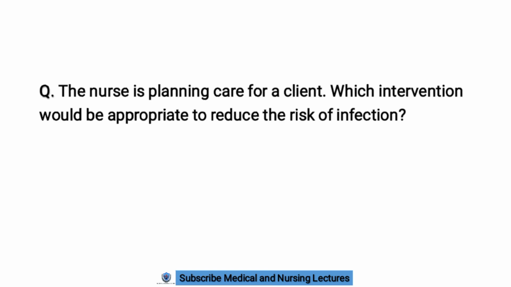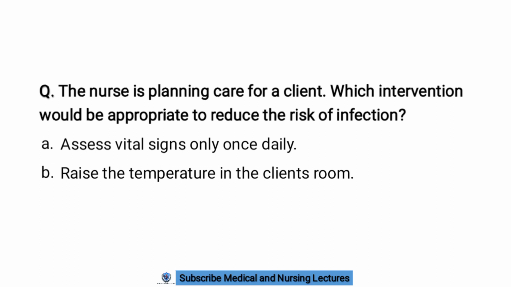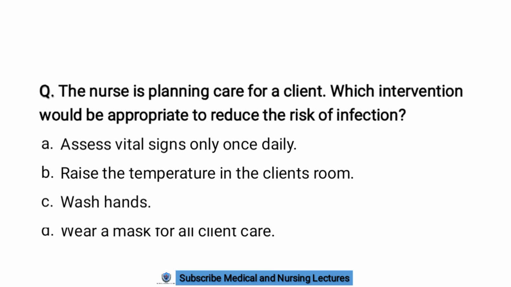So here, question number 1: the nurse is planning care for a client. Which intervention would be appropriate to reduce the risk of infection? Option A, assess vital signs only once daily. Option B, raise the temperature in the client's room. Option C, wash hands. And the last option is wear a mask for all client care. Here the correct option is option C, wash hands.